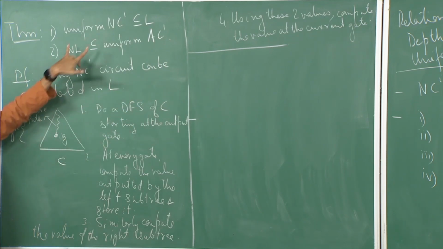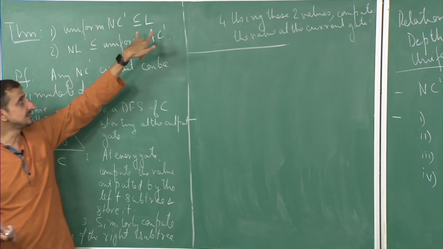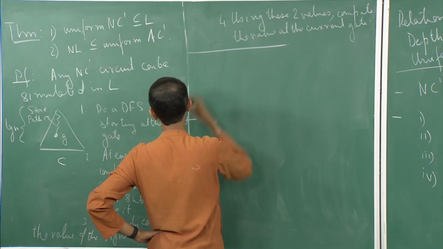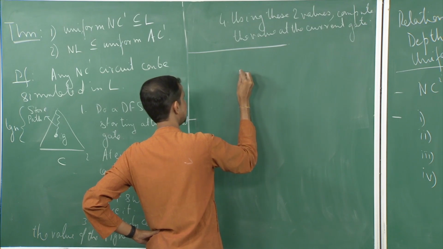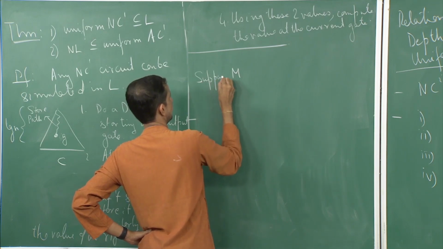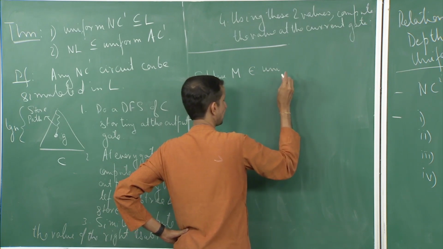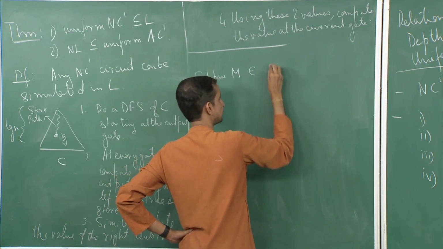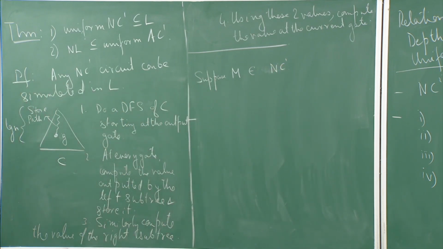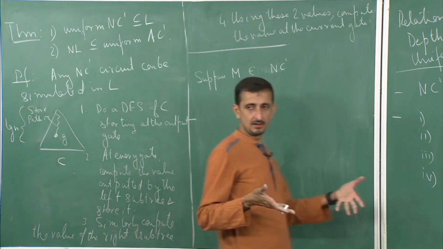I have to show that for every language which belongs to this set, there is a log space algorithm for that language. Okay. So, let us take a language, because I have L over here, let me take a language M. Suppose, not uniform NC1, but suppose M belongs to NC1. Which means there exists a circuit family for M, right.